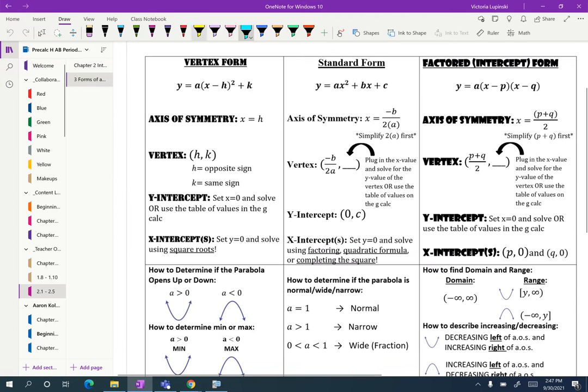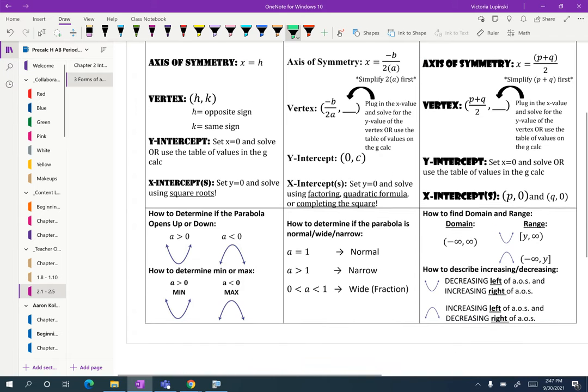The three different forms that I expect you to know are vertex form, standard form, and factored form, which is sometimes called intercept form. If you take a look at each of these boxes, it shows you the equation. It shows you how to find the axis of symmetry, the vertex, the y-intercept, and the x-intercepts. So please print this out or refer to it if you ever forget how to find each of these different characteristics. It also gives you some reminders at the bottom.